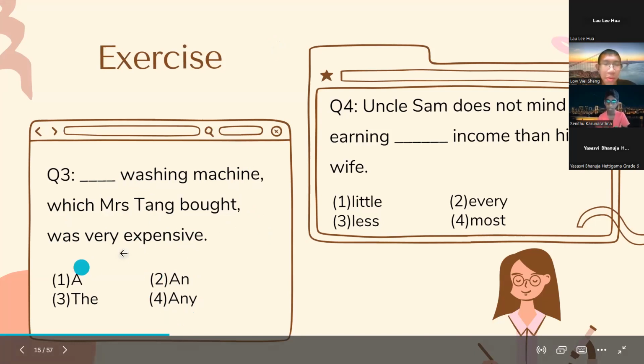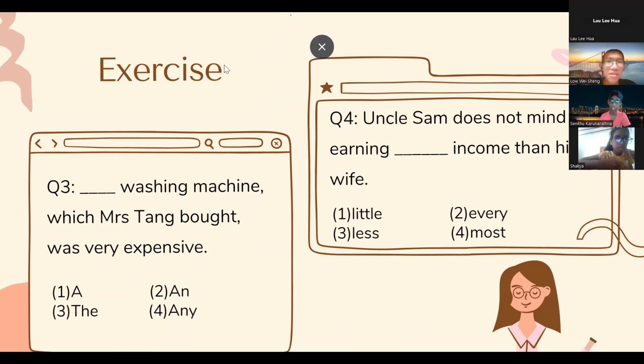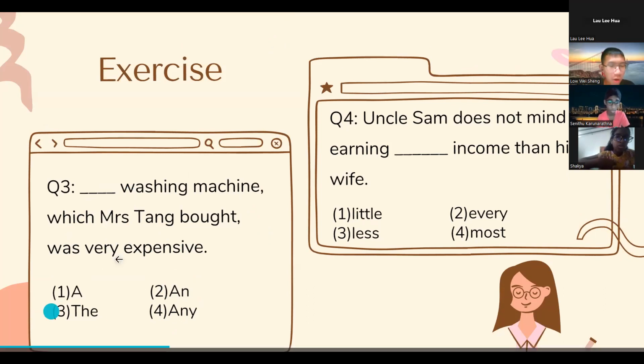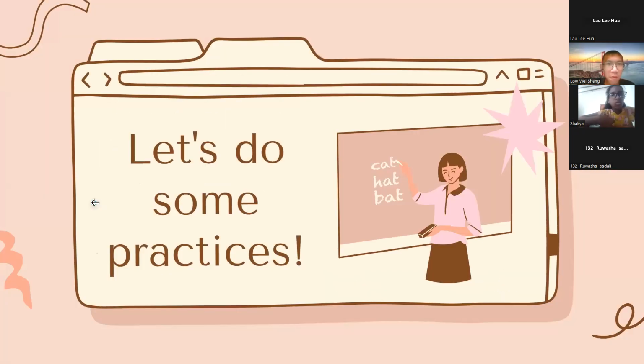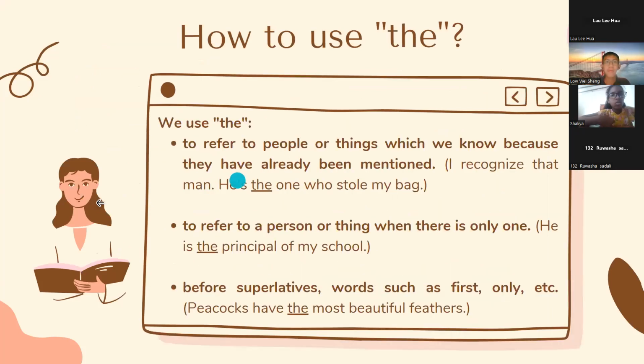Okay, so from what I can hear, based on the frequency of the answers, there are more people who answer the than the other, but there are people who answer both. So once again, let me just go back for a while. Let me show you something. We use the to refer to people or things which you know because they have already been mentioned. Although they say already been mentioned, as long as it's within the same sentence, you can use the to refer to a thing that has been mentioned before. All right. So just remember this.